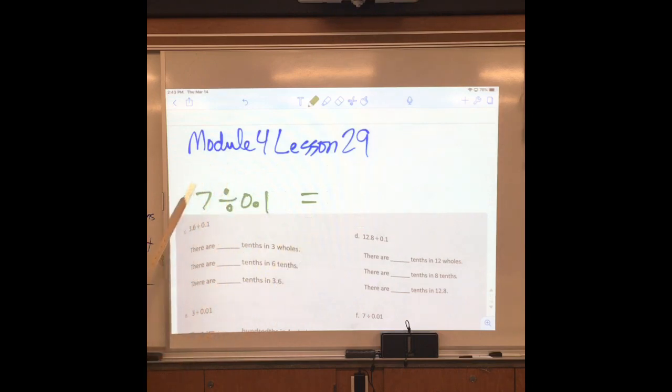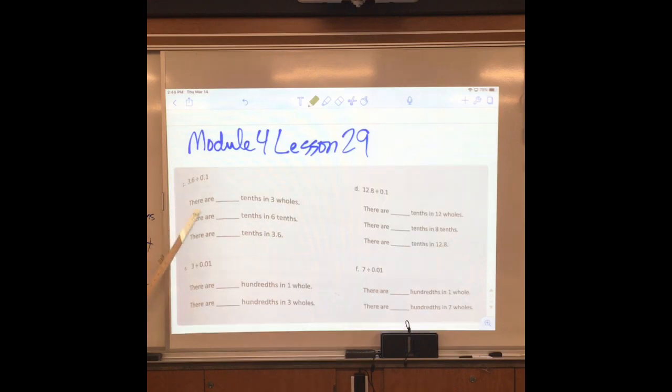Now I've taken off the other parts and I said, okay, I have $7 and I'm going to turn them into dimes. Okay, I've got 7 here, I'm going to divide it by 1/10. So if I'm dividing by a tenth, how much am I going to end up with? I'm going to end up with 70.